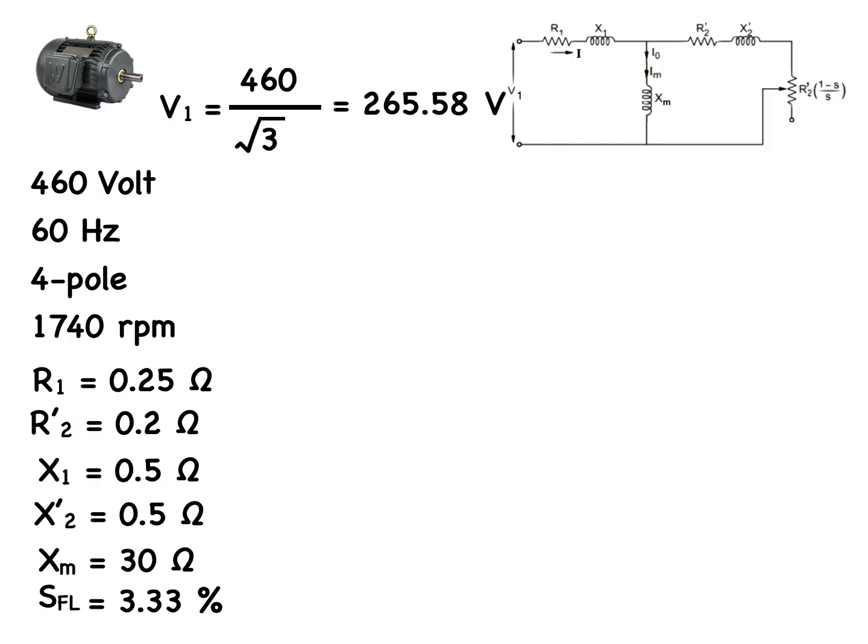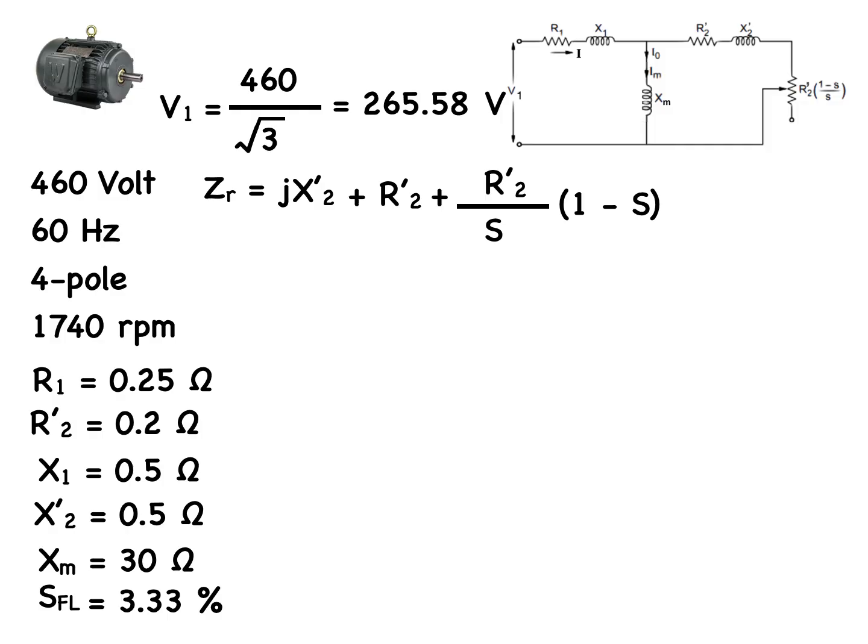Remember that the per-phase voltage V1 is equal to the phase-to-phase voltage 460 all over root 3, which equals 265.58 volts. The rotor impedance, referred to the stator at slip, is ZR, which is equal to jX'2 plus R'2 plus R'2 all over S, times the quantity 1 minus S. Let's deal with this equation one piece at a time.